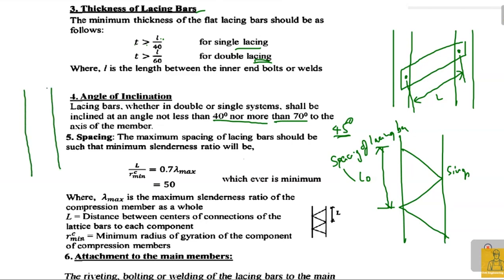What happens if it is a double lacing? If it is a double lacing like this, this distance is L naught. What is L naught? Spacing of the lacing bars. Okay, so in case of double lacing, we are going to have less space between these two lacing bars, and in a way you are actually reducing the length between the lacing bars.